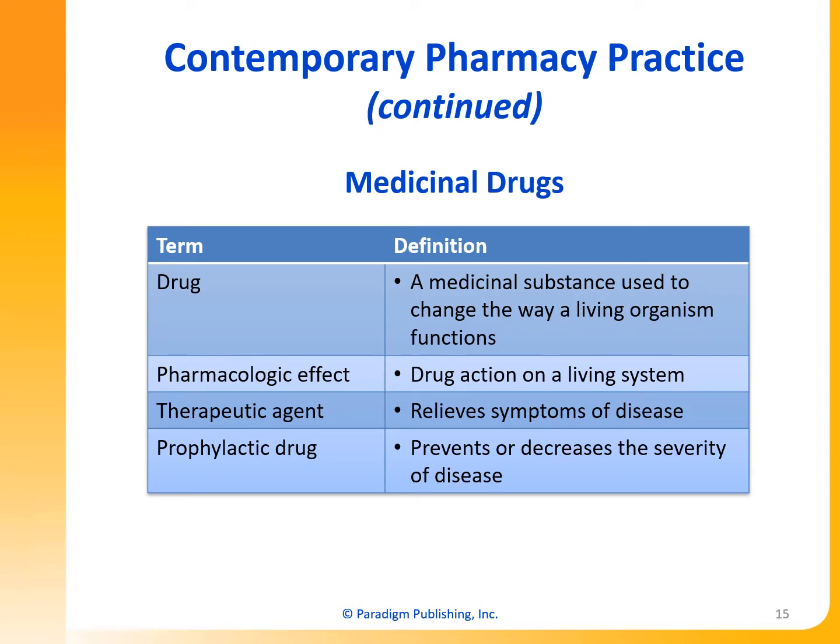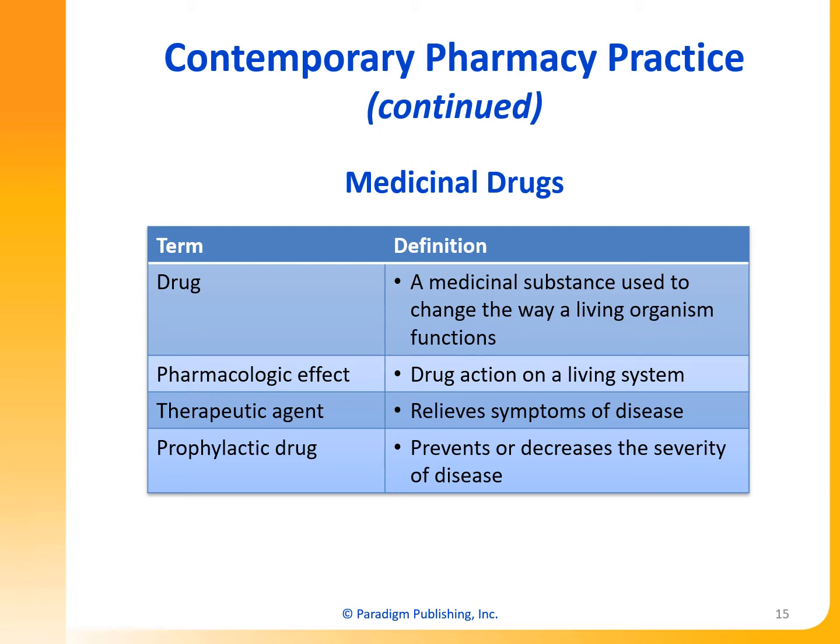All right, medicinal drugs. So we have the different definitions here. A drug is a medicinal substance used to change the way a living organism functions. The pharmacologic effect is a drug action on a living system. Therapeutic agent relieves the symptoms of the disease, and a prophylactic drug prevents or decreases the severity of the disease.